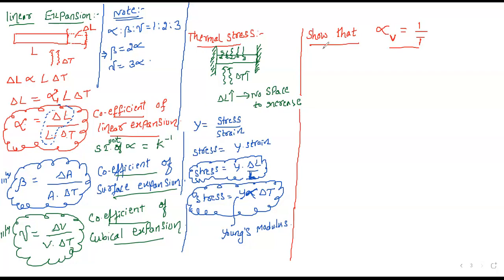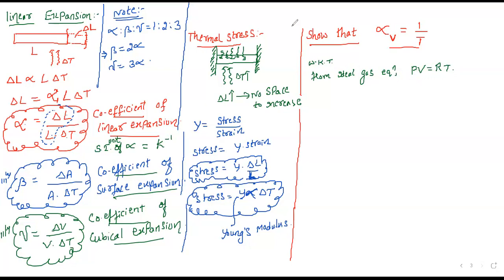Students, you know that the ideal gas equation is given by PV = RT, where P represents the pressure, V represents the volume, T represents the temperature, and R is the universal gas constant.